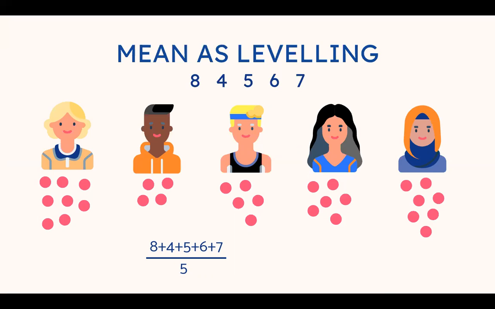When we add 8, 4, 5, 6, and 7, that gives us 30. 30 divided by 5 gives us 6. So the mean of this data is 6. The way to think about it is we've leveled out that data. We've distributed it evenly and we've leveled it out so that everyone's getting an even amount.